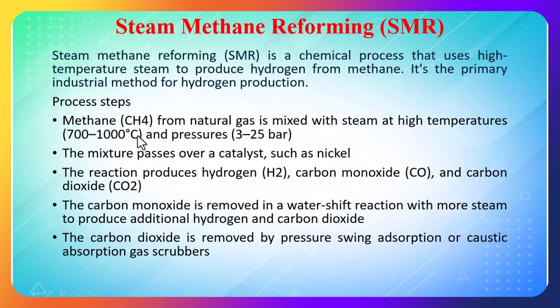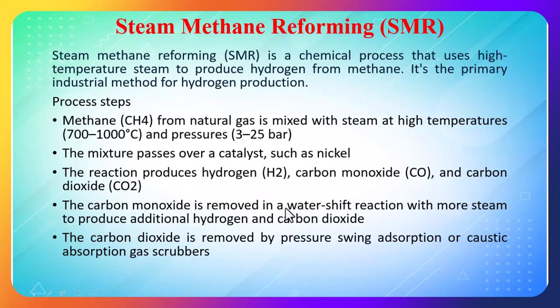Okay, so methane, which is nothing but CH4 from natural gas, is mixed with steam at a very high temperature of around 700 to 1000 degrees. This is what you have to remember, and the pressure is between 3 to 25 bar. This mixture passes over a catalyst such as nickel. We place nickel and pass the mixture over it. Once it hits the nickel, the reaction produces H2, carbon monoxide and carbon dioxide.